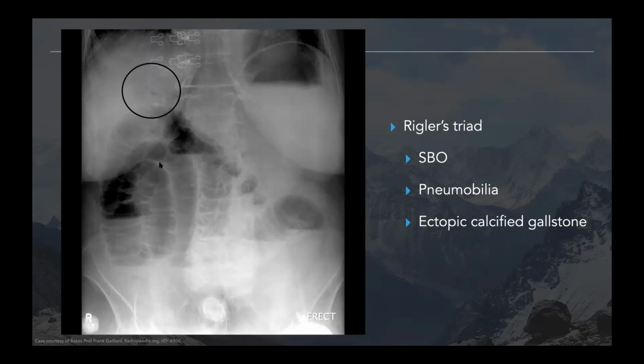So Rigler's triad involves small bowel obstruction, pneumobilia, and an ectopic calcified gallstone, usually in the right lower quadrant, impacted at the ileocecal valve. So if you put all that together, that really would be astounding for any medical student. That's very tricky. But again, like pneumoretroperitoneum, it's good to be aware that it exists because it comes up far more frequently in exams than in real life.